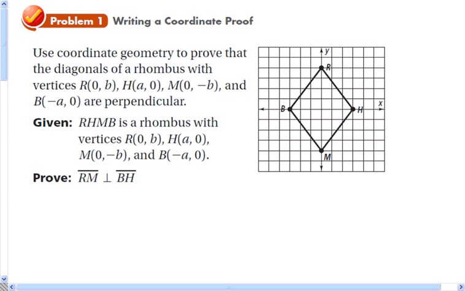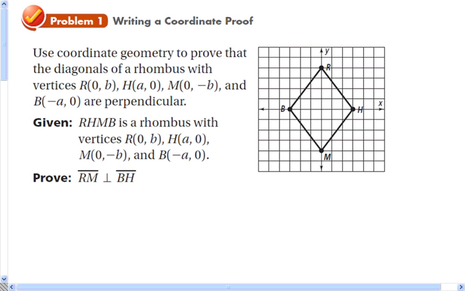All right, we're going to use coordinate geometry to prove that the diagonals of a rhombus with vertices R at (0, b), H at (a, 0), M at (0, -b), and B at (-a, 0) are perpendicular. So we're given this rhombus. We created the vertices, and those are just kind of generic vertices. So remember that b could represent any value, a could represent any value, so this could be any rhombus.